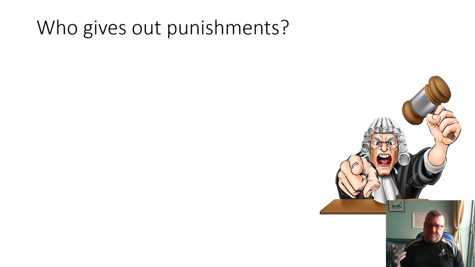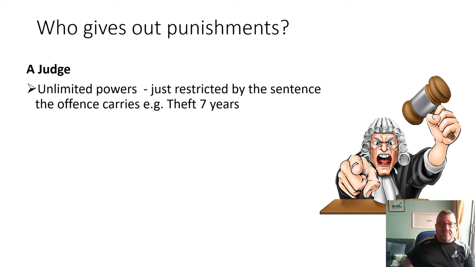Let's remind ourselves of where our court systems are, who can give out punishments. In a Crown Court, it's a judge. They have unlimited powers. They're just restricted by the sentence the offence carries. So, for instance, if someone's found guilty of theft, they cannot give a sentence of more than 7 years. If someone's found guilty of murder, they have to give a life sentence. The judge, however, can impose the minimum sentence that the perpetrator must serve.